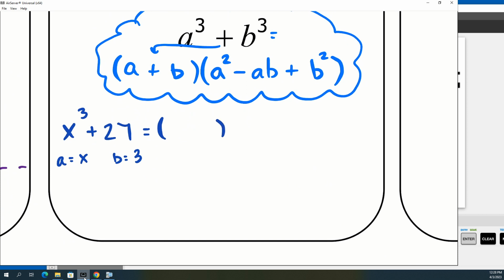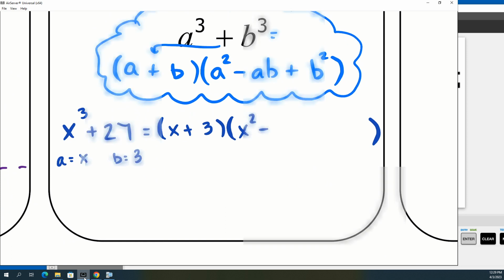All right, so we're gonna do our small set and our large set. We're gonna bring those over with the sign, so x plus 3. Then we'll square x, so x squared, and then change the sign to minus. Then we would multiply these together, which is going to be 3x, and then plus, and then we're going to square 3, which is 9.